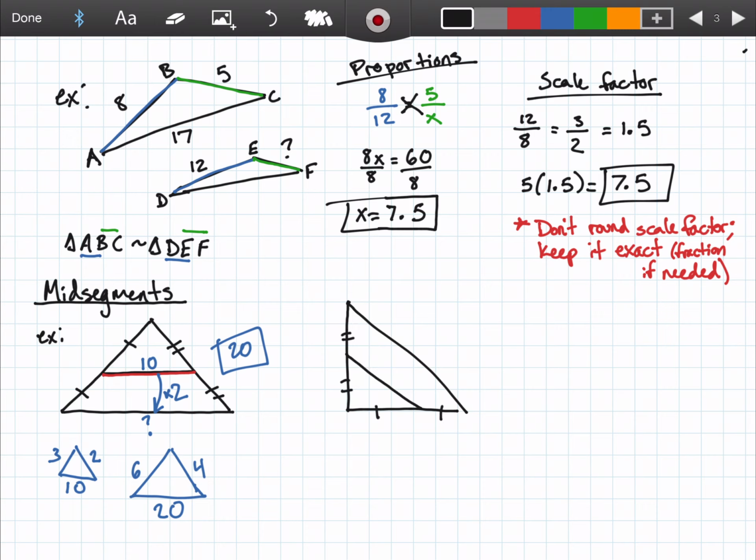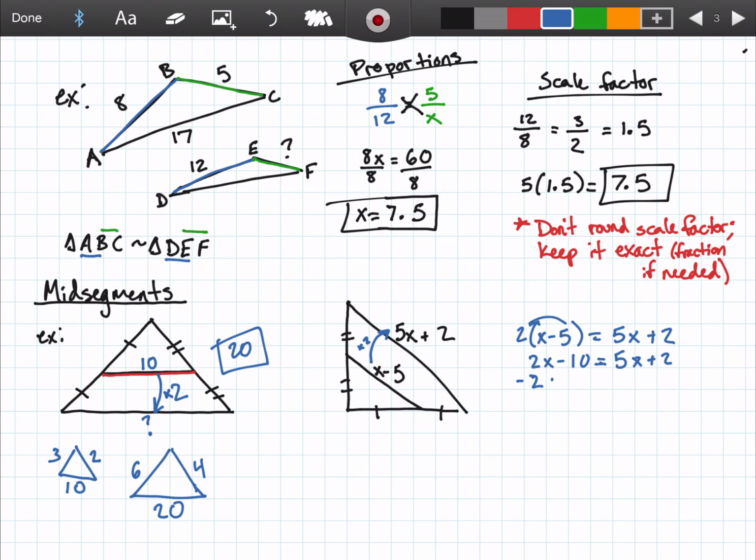This could also go into algebra. So let's say this could be like x minus 5, and this could be 5x plus 2. Well, here's what I know. Because this is a mid-segment triangle, we just got to times that by 2 to get to the bigger length. So you go 2 times x minus 5 equals 5x plus 2. And then it's just solving the equation from there. Nothing too complicated.